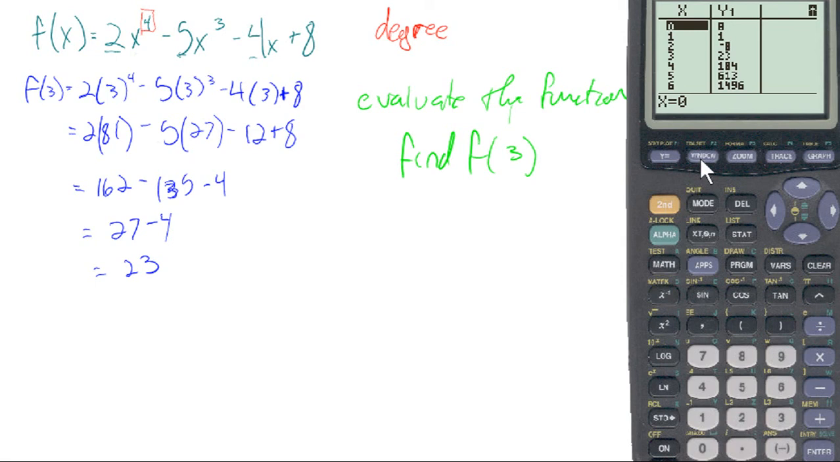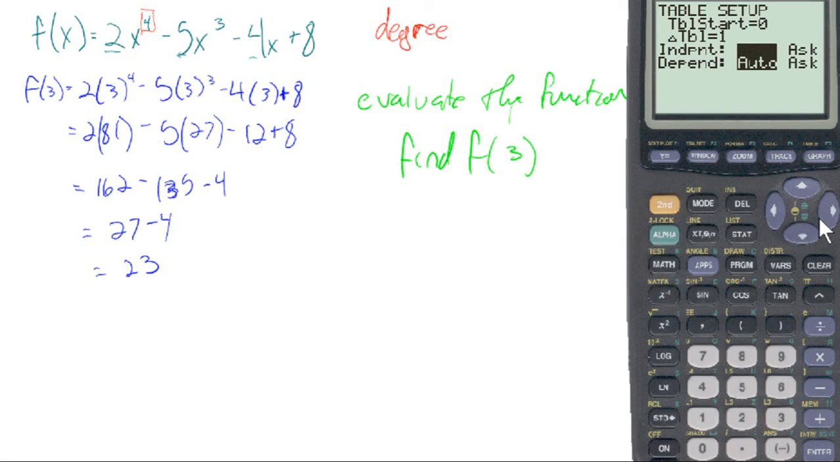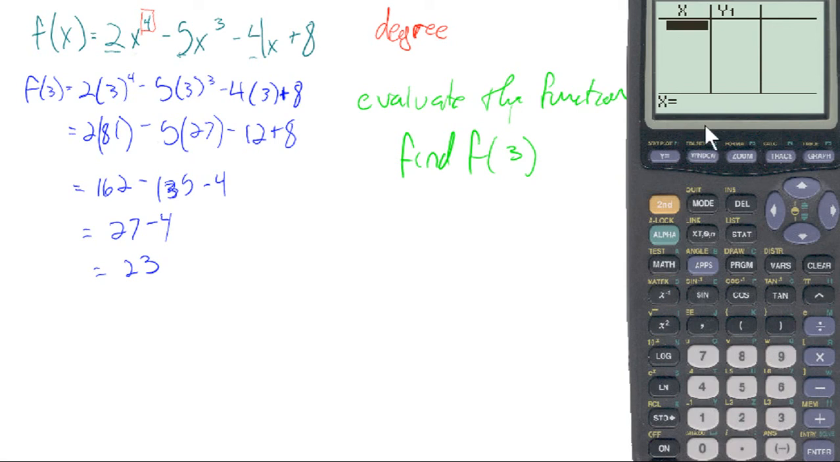Well, not mode. We'll go to second table set. We go to independent and ask. Now what that means is we can go over here and see how there's nothing here because it's waiting for us to tell it what x to put into the function. We want it to put in 3, you get 23. Now if you want to put in 8, you can put 8. And if you want to put in 1, you can put in 1. 0 and 2 and so on.